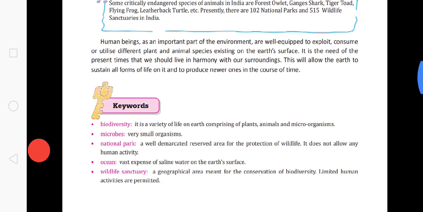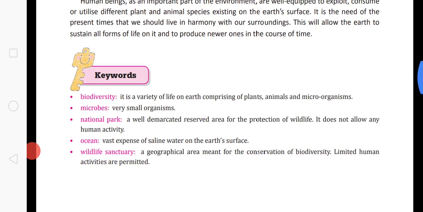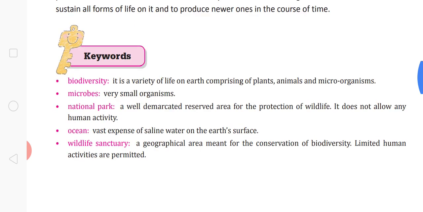So here are some of the keywords at the last. What is biodiversity? I am reading. You have to write these words in the copy. Biodiversity means a variety of life on earth comprising plants, animals and microorganisms. What are microbes? Very small organisms.